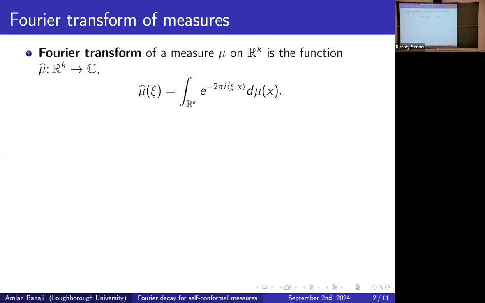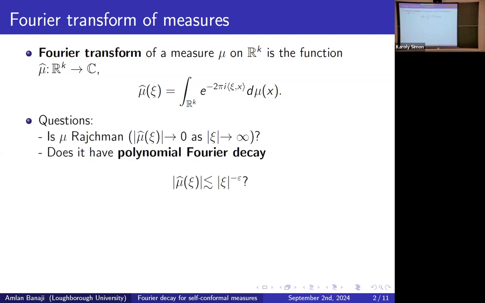So you can think of this as kind of projecting your measure mu onto the direction given by psi and then expanding it according to the magnitude of psi and then wrapping it around the unit circle in the complex plane before averaging. Some questions that you can ask about Fourier transforms of measures.